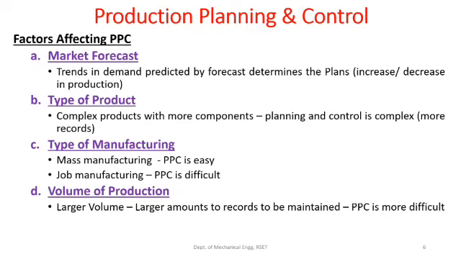And the last factor that affects PPC is the volume of production. The larger the volume of production, the larger will be the amount of records to be maintained, and thus the PPC function becomes more difficult. So these are the major factors affecting production planning and control.